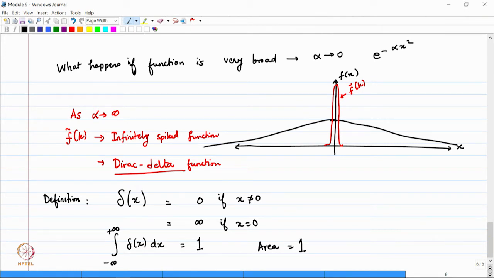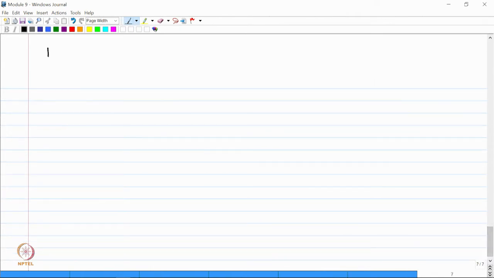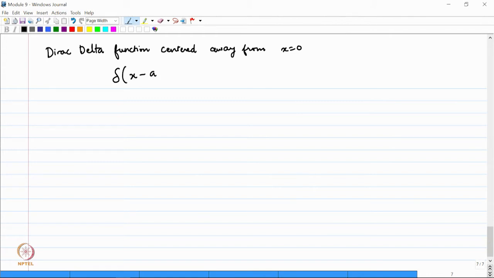Okay. So, this is the definition of the Dirac delta function. You can also have a Dirac delta function centered away from x equal to 0. So, for example, you can have delta x minus a. If this is my a, then the function will look like this. It will be spiked at x equal to a.